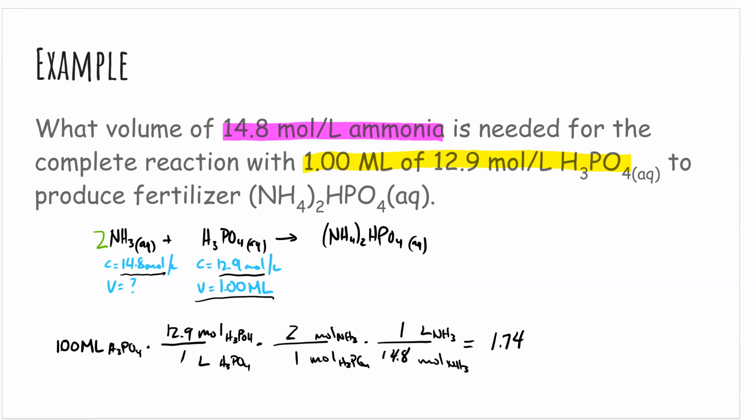Now I have to figure out what the units are. So I look and I say, okay, I have liters here and here, those cancel out. I then have moles of H3PO4 there and there, those cancel out. I have moles of NH3 there and there, those cancel out. What do I have left? I have mega and I have liters of NH3, which is what my final answer should be measured in, megaliters, and we can keep that subscript there of NH3. Don't forget your statement answer. It should go something like 1.74 megaliters of NH3 is needed for the complete reaction of 1.00 megaliters of 12.9 mole per liter phosphoric acid.